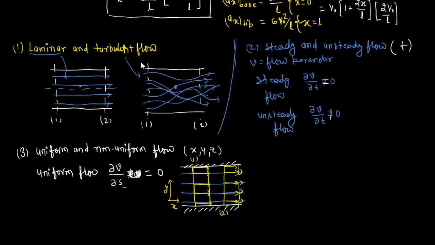Why? Let's say the flow is non-uniform flow. In this case, the flow parameters are varying with respect to space coordinates. It means the change is not zero, there is some change. So when the flow parameters vary with the space coordinate, the flow is termed as non-uniform flow.